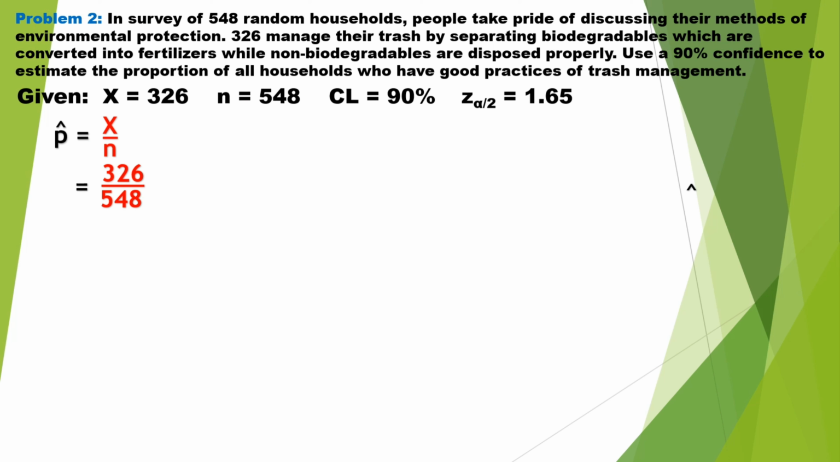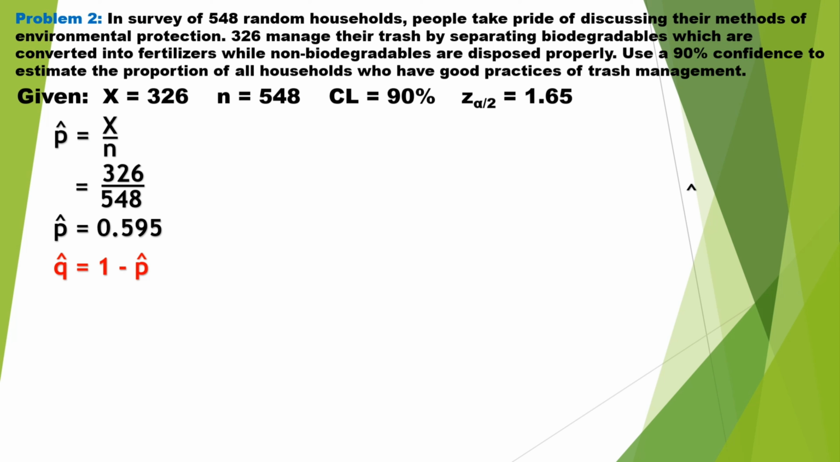To solve P hat using the formula X over N, we have 326 over 548. If divided, we have 0.595. So our P hat is 0.595. Next to solve is the value of Q hat by its formula 1 minus P hat.